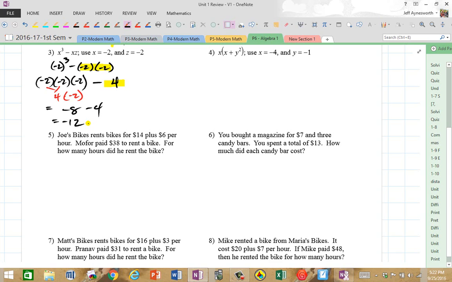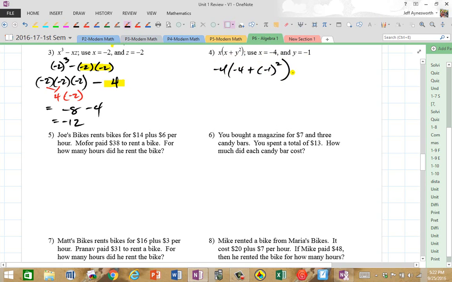One more time. We got x times the quantity x plus y squared. So here we go. -4 times -4 plus -1 to the second power. Notice the use of parentheses right here. When you substitute a negative number in for y, you gotta give it a hug, guys, all right? When you take a negative number to a power, you gotta give it a hug. You gotta use parentheses. All right, if you don't understand why, then see me in class. I'll show you.